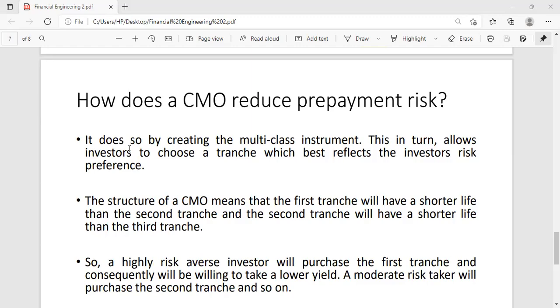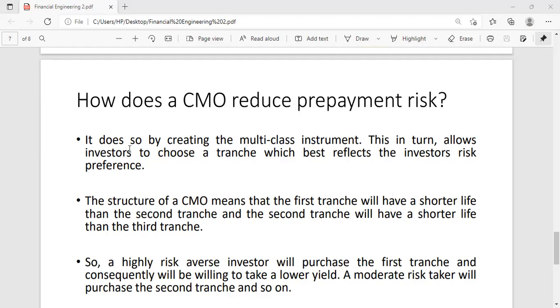How does CMO reduce prepayment risks? It does so by creating multi-class instruments. This particular slide summarizes all the discussion. If you can link the discussion with this slide, it will be very easy for you to understand the overall concept of CMO and prepayment risk management. The creation of separate tranches with separate maturities and risks in turn allows investors to choose a tranche which best reflects the investor's risk preference.